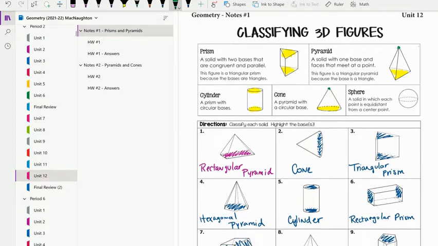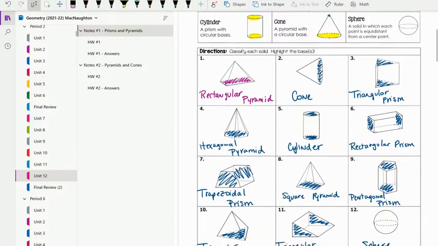Okay, so when we're naming shapes, you got some different names here. Cone, cylinder, sphere, those are just their names. The ones that get an extra word are when we talk about prisms and pyramids, and we name those by the shape of their base. So for example, in number 1, that's a pyramid. The shape of the base is a rectangle, so that's a rectangular pyramid.